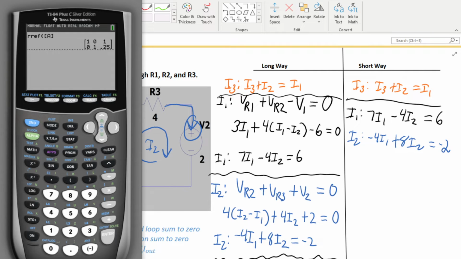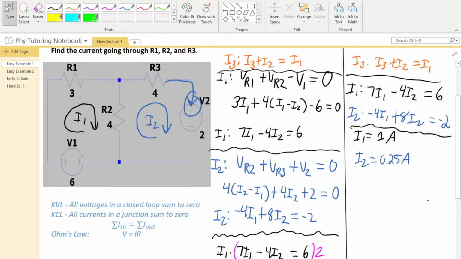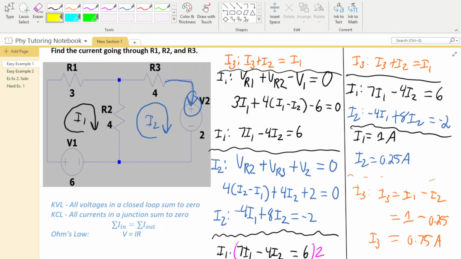So let me pause the video and write that down. So all I did here was input those values into OneNote. Now I'm going to use those 2 values to find I3, right? So we have our I3 equation up there. I'm going to rearrange so that I3 is equal to I1 minus I2. This is going to be equal to 1 minus 0.25. Then we get I3 is equal to 0.75. And notice how these are the exact same answers that we got last time with a lot less work.